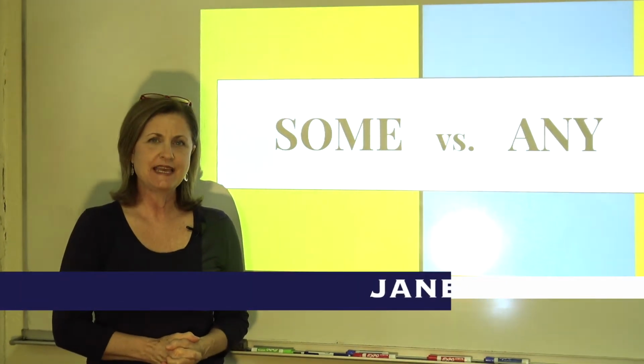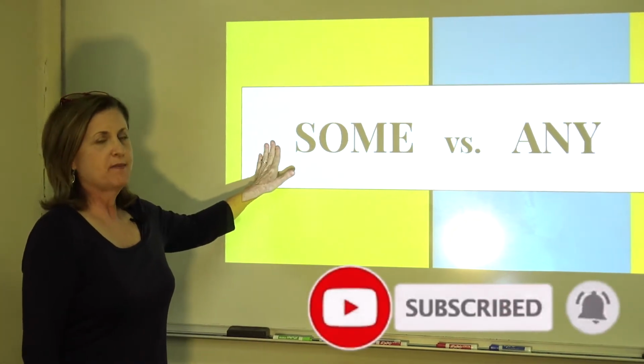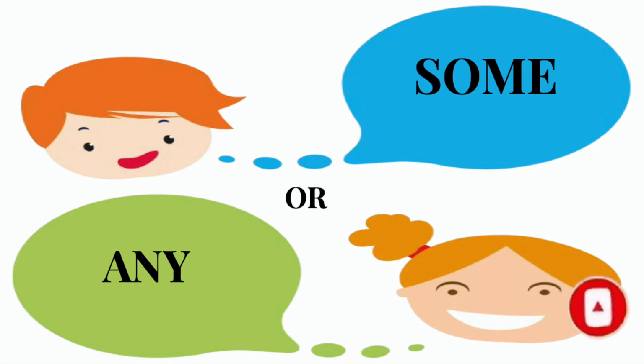Welcome to LIT English. Today we're going to be talking about the words some versus any. Some or any are words that we use to talk about quantities, but not exact quantities. We usually use them with non-countable nouns, but they can also be used with countable nouns. So we use them with words like rice, with flour, with sugar, with money.